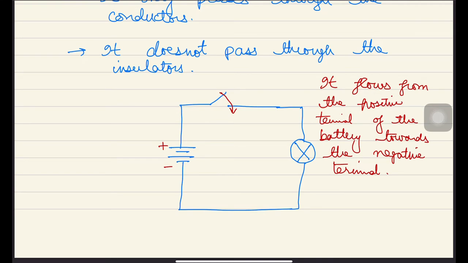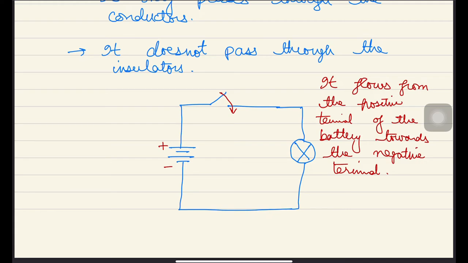Before it was discovered that the current flows due to the electrons, everyone assumed that the current flows from the positive terminal of the battery towards the negative terminal of the battery. And when it was discovered that the current flows due to the flow of the electrons, it did not change any outcomes. So the scientists kept the direction of the current from the positive terminal towards the negative terminal because it does not make any difference. So you have to keep in mind that the current always flows from the positive terminal of the battery towards the negative terminal of the battery, period.